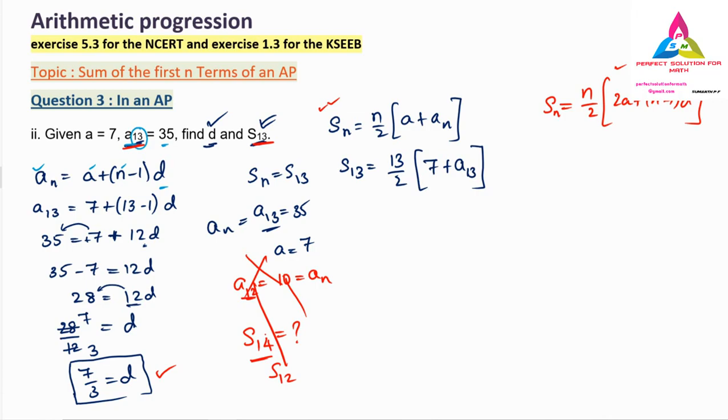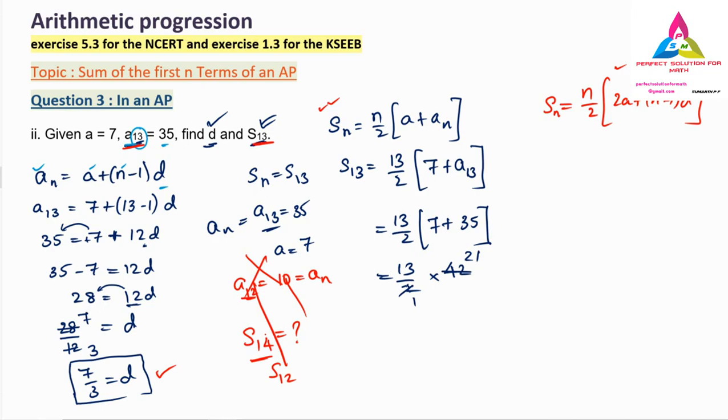I will write A13, afterwards I will substitute the formula, that value 13 by 2 into 7 plus A13 value is nothing but 35. So now we will calculate, I will put directly because we can add this, 35 plus 7 is nothing but 42. So now you can see this is an even number, this is an even number, so we can cancel it. So 2 ones are 2, 21s are 42.